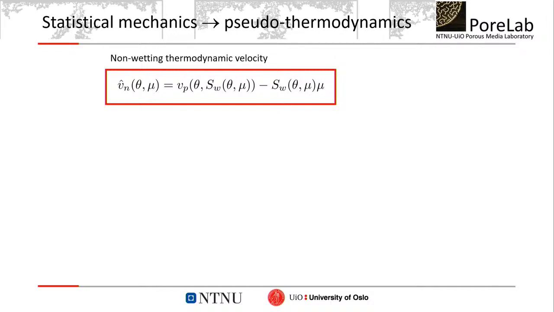For example, here's the average velocity of the liquids. Here's the agitor, here's the saturation, and I do a Legendre transform, and what do I find on this side here as a sort of free energy? Well, that is actually the velocity of the non-wetting liquid. I put a little hat on it because this is what I would call a thermodynamic velocity. I'll get back to it later on. That's when I introduce the common velocity.